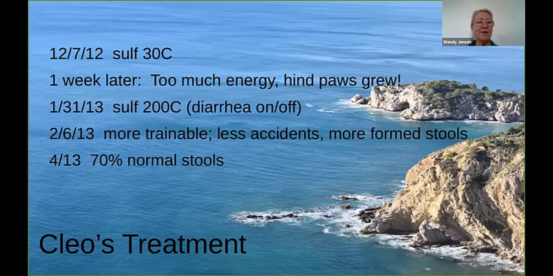So, 30C. A week later, she was described as having too much energy. They were kind of mad. But what was really interesting is, I should have made a circle around those paws, but her hind paws were bigger. It was really just in one week. So something was already happening. She was trying to catch up. So I did repeat. As far as the diarrhea went, it kept going on and off, on and off, on and off. She was overall feeling better, but her GI tract was still not great. So we went up to 200C the end of January.